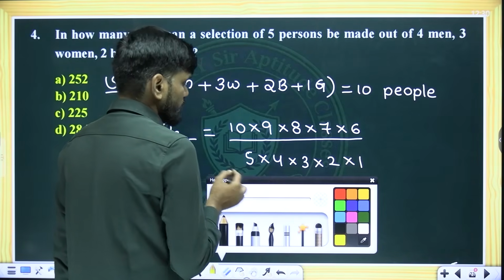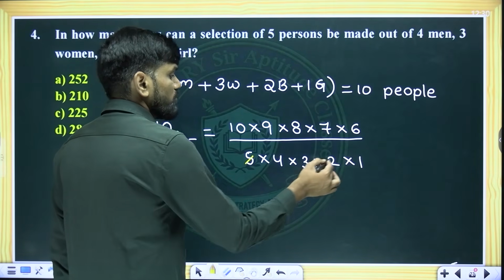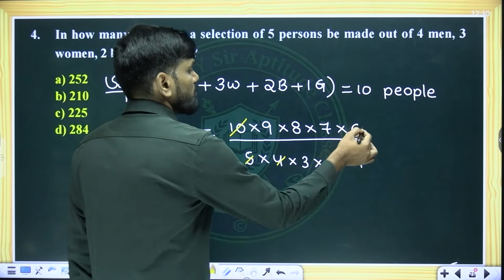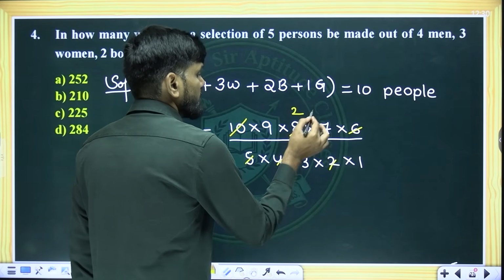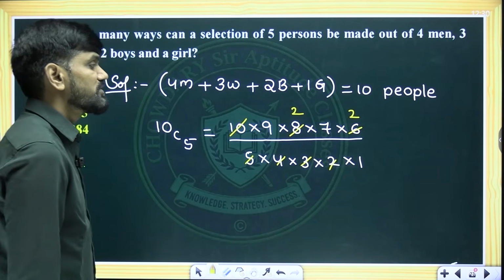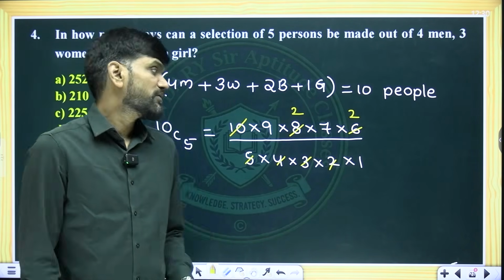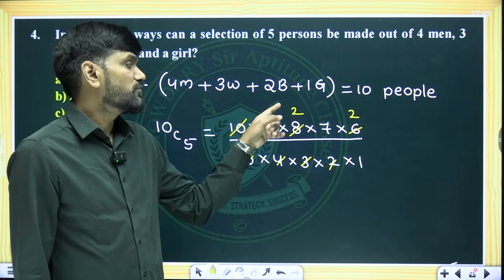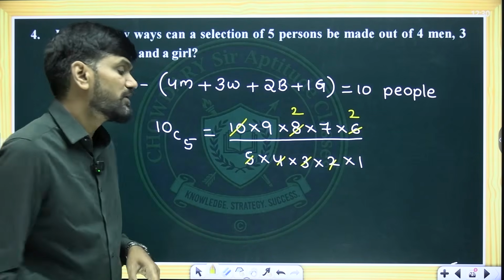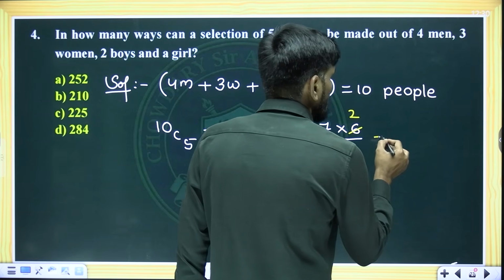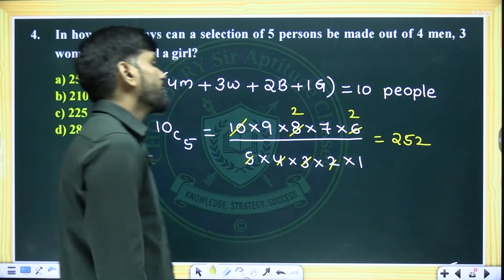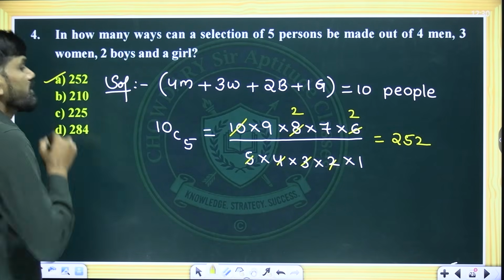So here, if you go for cancellation, 5 2s are 10, cancel. 4 2s are 8. 3 2s are 6. That's what I have. Now this is giving you how much? 9 2s are 18. 18 7s are 126. 126 2s are 252. Hence your answer has to be 252. That should be option A.